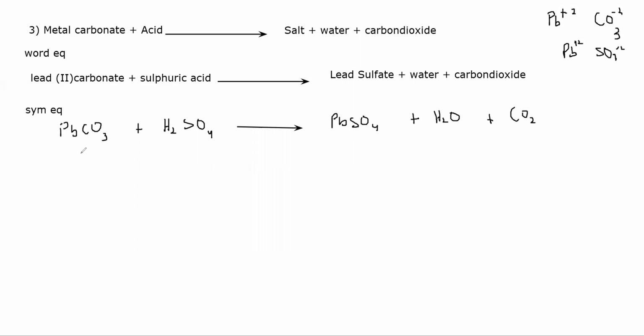When we write the state symbols, solid, aqueous: lead sulfate, most sulfates are soluble except calcium, barium, and lead. So in this case, the salt which is formed is a solid. In most of the examples which we did, we got an aqueous salt, but in this example, we have a solid form. This will be liquid and this will be gas.